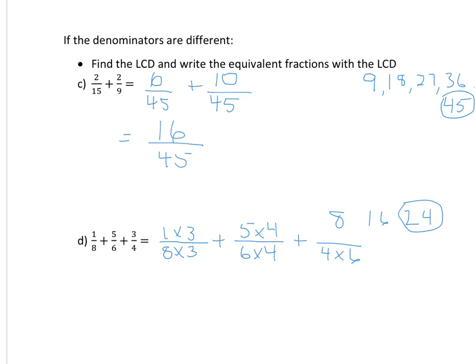I'm going to erase some of this other work here, just to give myself space. And so our numerator will also multiply by 6. So now we have 3 24ths plus 20 24ths plus 18 24ths.